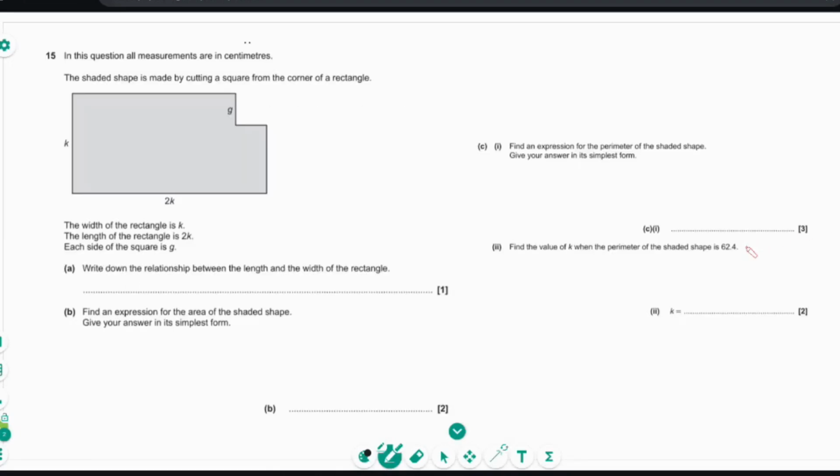In this question, all measurements are in centimetres. The shaded shape is made by cutting a square from the corner of a rectangle. The width of the rectangle is k. The length of the rectangle is 2k. Each side of the square is g. So this is a square. Just note all the lengths of a square are the same. Write down the relationship between the length and the width of the rectangle. If the width is k and the length is 2k, the length is 2 times the width.